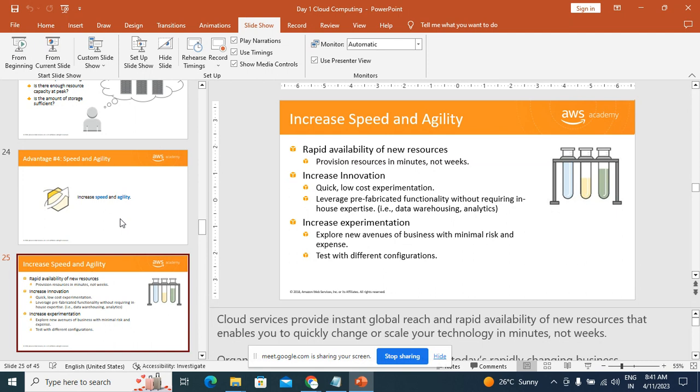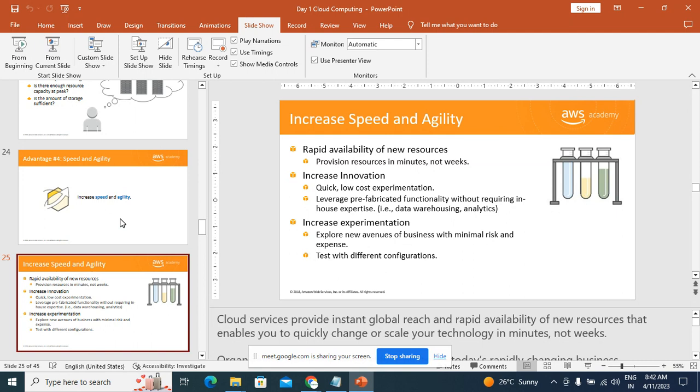So if that is happening, you increase innovation. Due to this experimentation, because of the availability of resources in very little time, your productivity will also increase, and you can also increase your innovation. So, increase innovation through quick, low-cost experimentation. Instead of buying so many servers, you can just experiment and handle it.